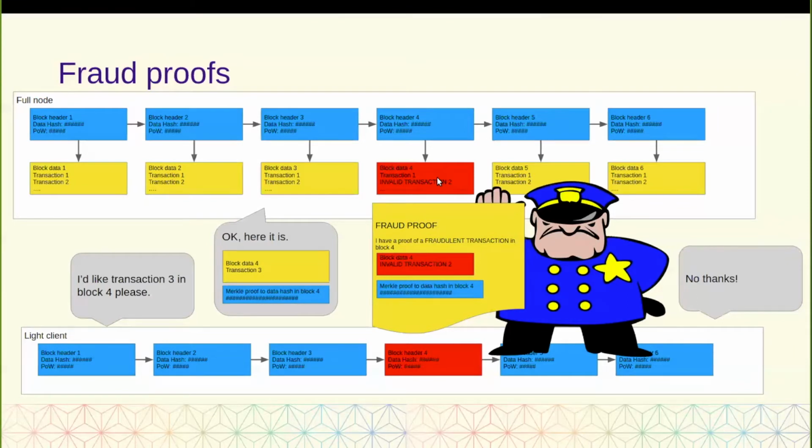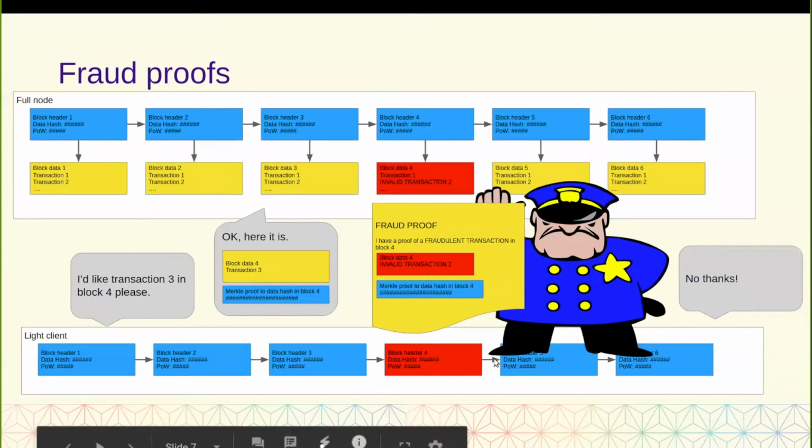And from now on, all clients who have received this fraud proof will know, if I ever get a chain that includes this header, I should just ignore it because it's invalid. And I have a complete proof about it. Nobody could have lied about that proof because it shows that it was included in that block. So basically here they say, no thanks, that's clearly not the right transaction, and they will mark this block as invalid in their own view.